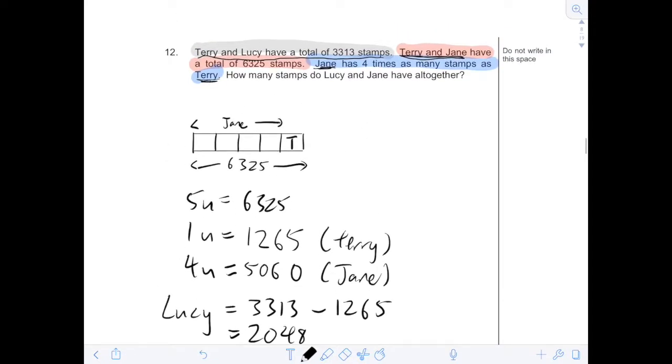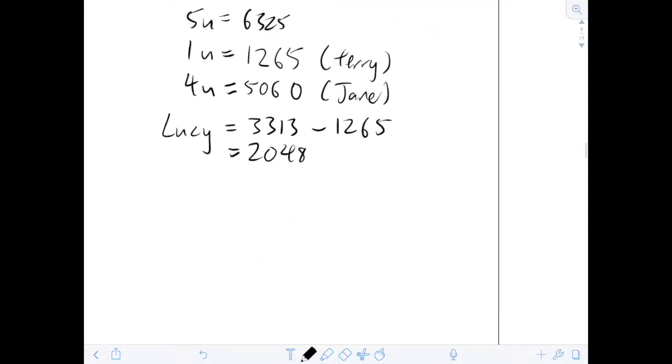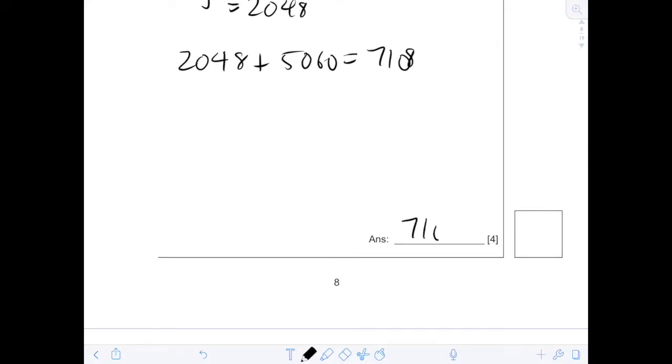The question wants you to find how many stems Lucy and Jane have altogether. Just got to add them together now. This is Lucy plus Jane: 5060 plus 2048, you will get 7108. Alright, do a quick check. Yep, answer's correct. So 7108.